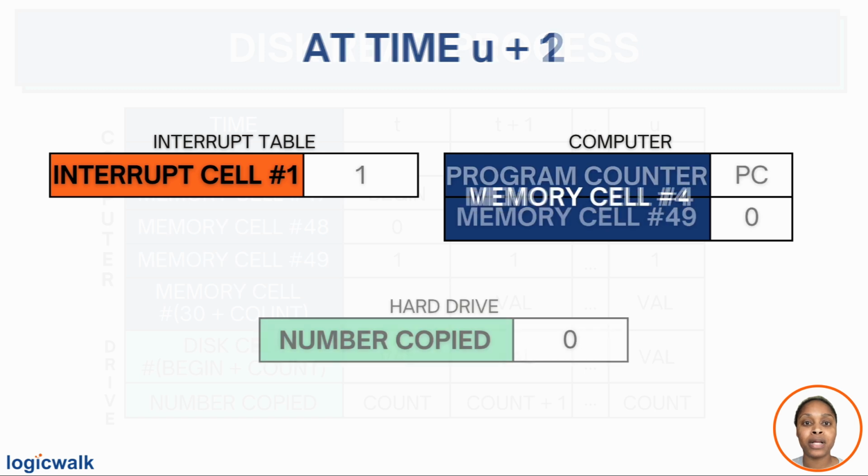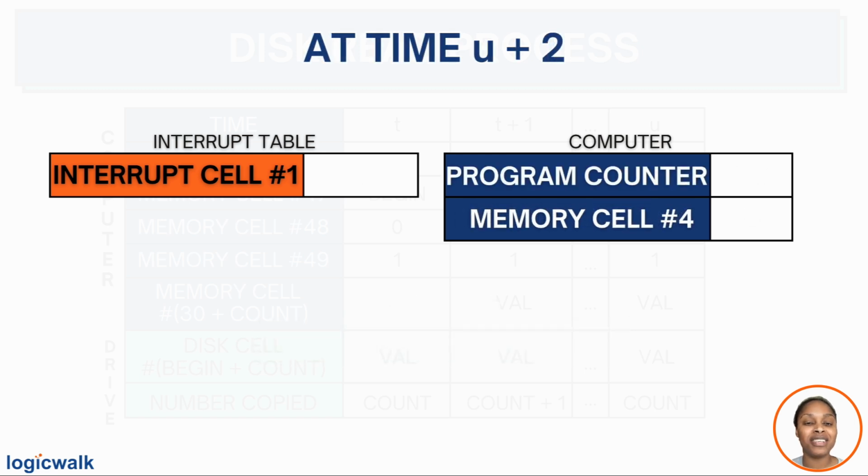Finally, at time u plus 2, interrupt cell 1 will reset to 0. The program counter jumps to instruction 2, and memory cell 4 still holds PC, so the computer can resume its previous task. That wraps up this lesson.